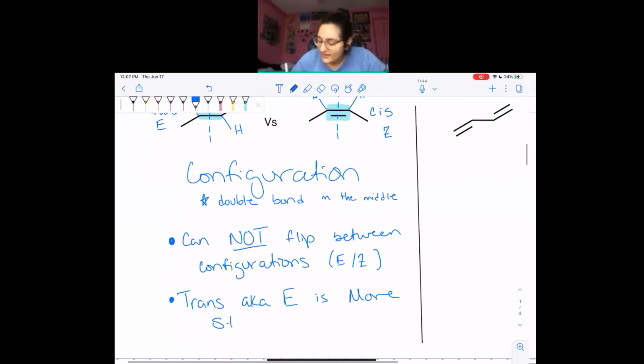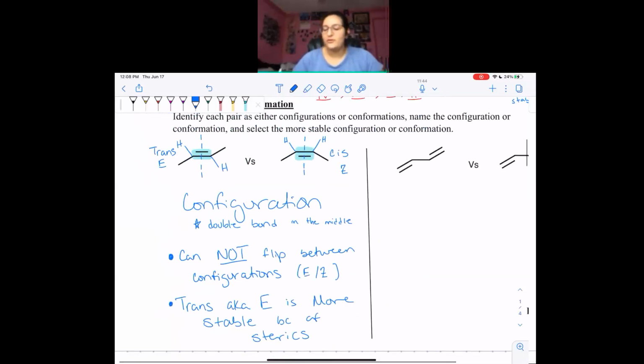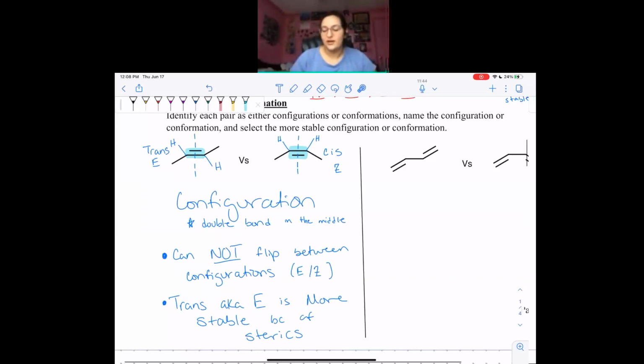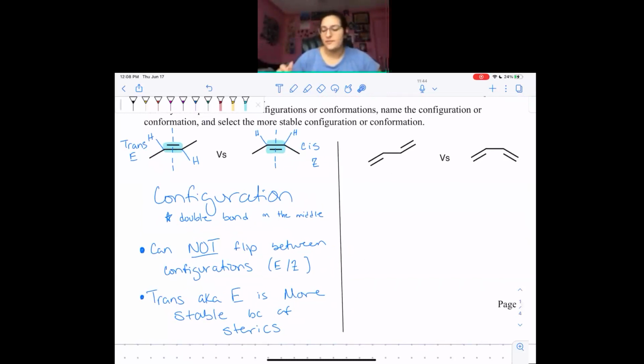If you would write that, that would be awesome. Because of sterics. If the big bulky groups are pointing opposite directions, it's much more favorable than if they're pointing in the same direction. So perfect. You guys did an awesome job for configuration. And so now we're going to talk about conformation.